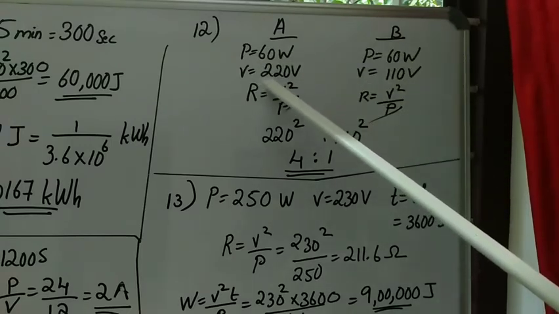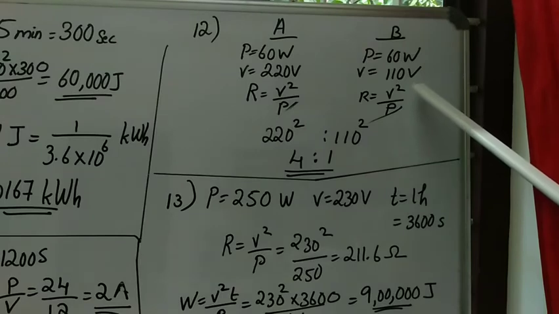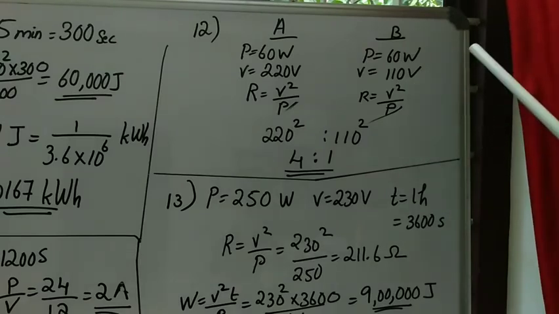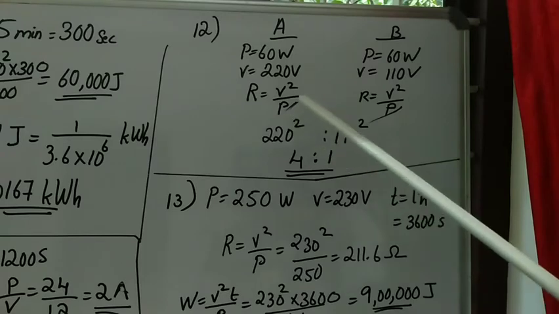The voltage of the first bulb is 220 volt and the second is 110 volt. Calculate the ratio of their resistance. We have to calculate the resistance.